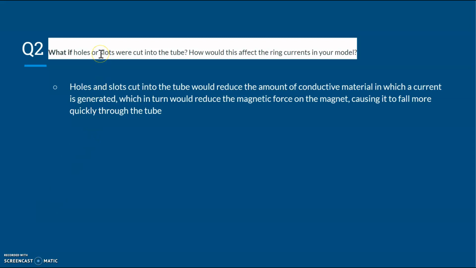Question 2 asked, what if holes or slots were cut into the tube? How would this affect the ring currents in our model? So, if holes and slits were cut into the tube, it would reduce the amount of conductive material in which a current is generated. So this, in turn, would reduce the magnetic force on the magnet, which would cause it to fall more quickly through the tube.